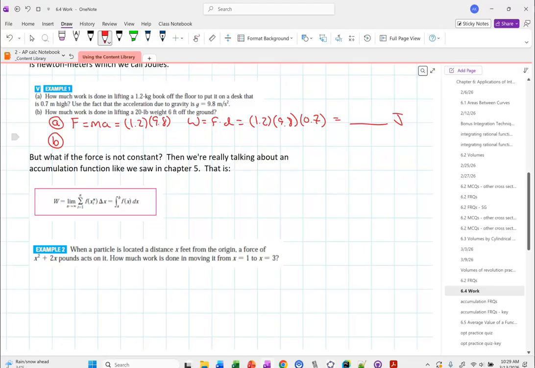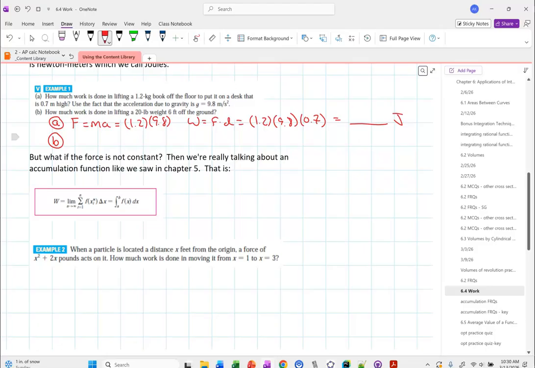Physics students, what is the force in this problem? In part B, it says how much work is done lifting a 20-pound weight 6 feet off the ground? The applied force of the person? We don't know because we don't know the force pull. You're all wrong. In physics, what's the difference between weight and mass? Your mass is constant. Weight is a force. Mass is a constant quantity, right?